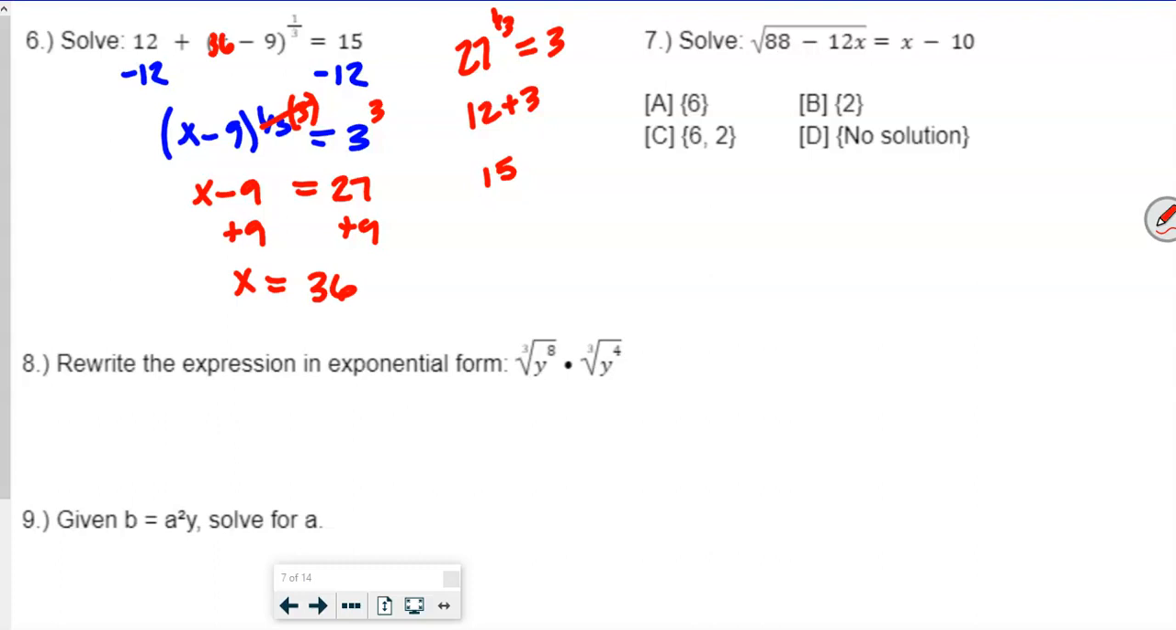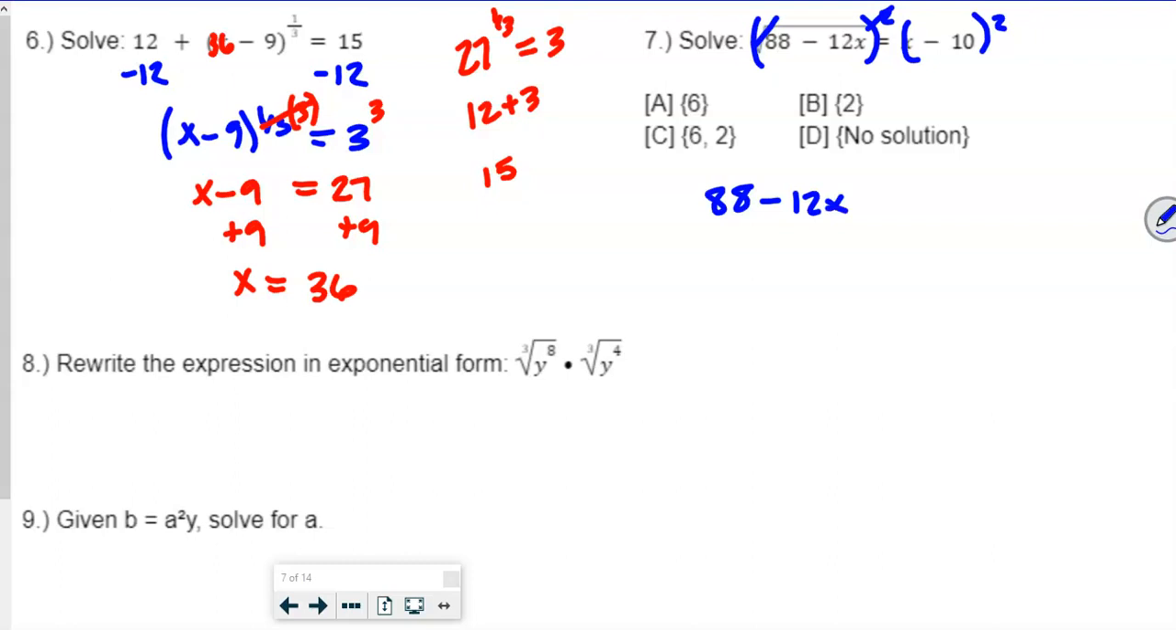So on this next one, it says solve. So what we want to do on this one is we want to what? Get rid of the square root. So we're going to square both sides. That's going to be my first step, okay? Square both sides. So that's going to get rid of my square root, right? So I get 88 minus 12x.